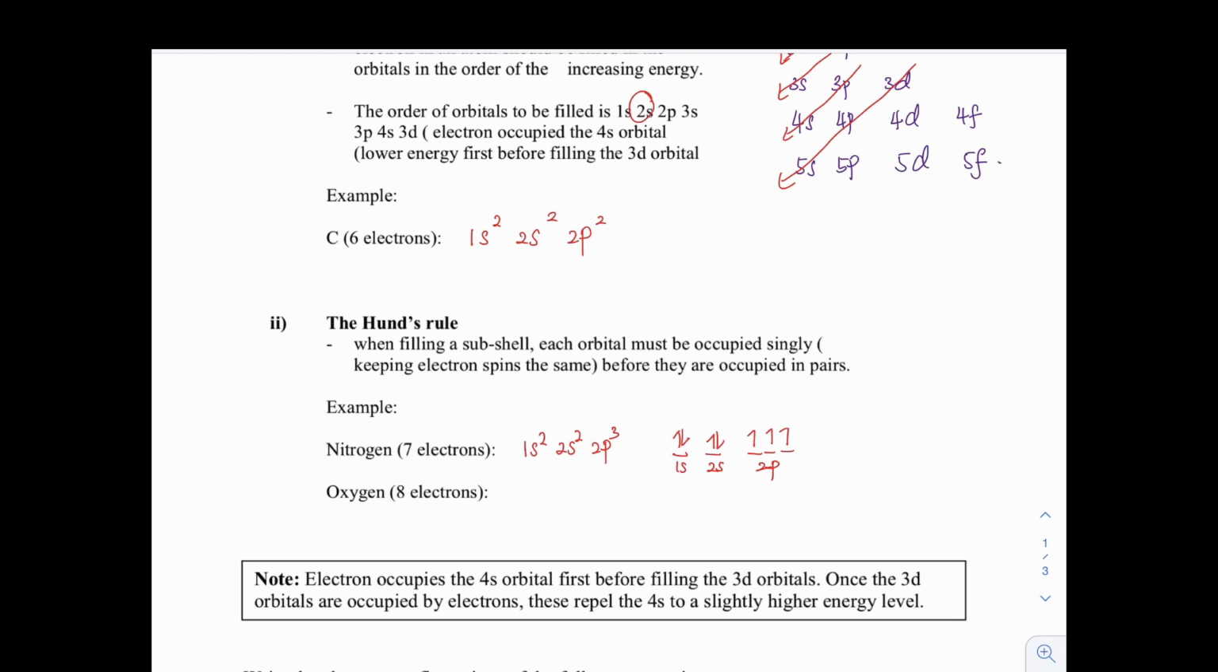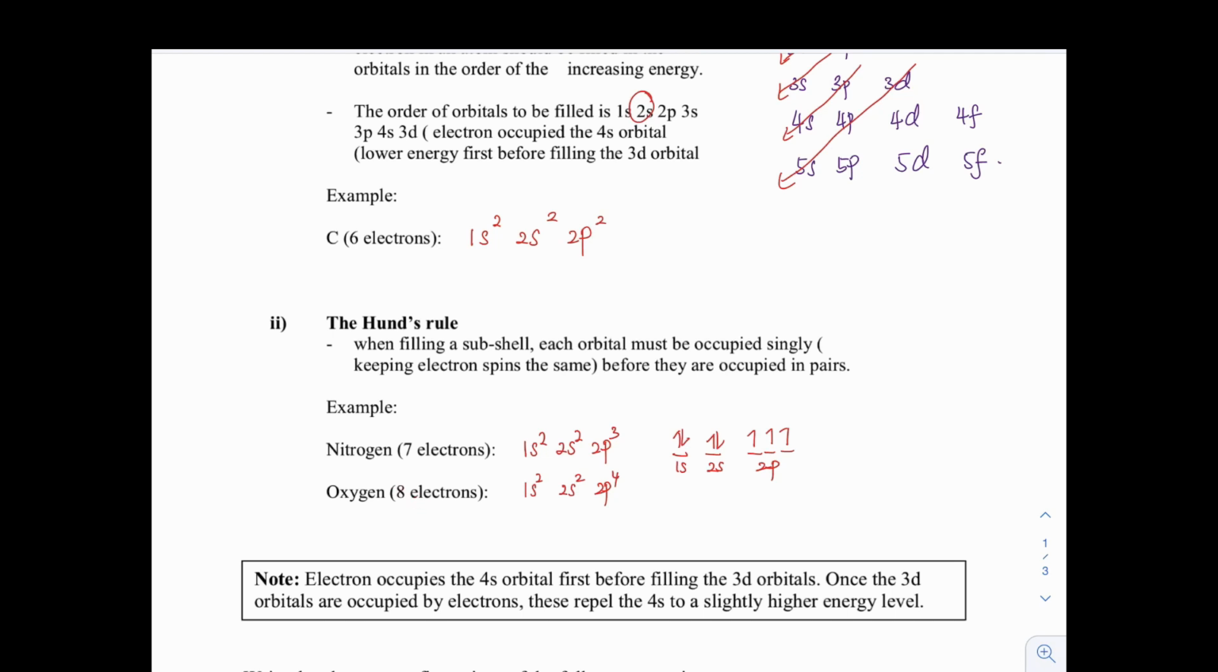For oxygen, this is how we write the electronic configuration. We start with 1s2, 2s2 followed by 2p4. Okay, 2 plus 2 plus 4 equals 8 electrons.